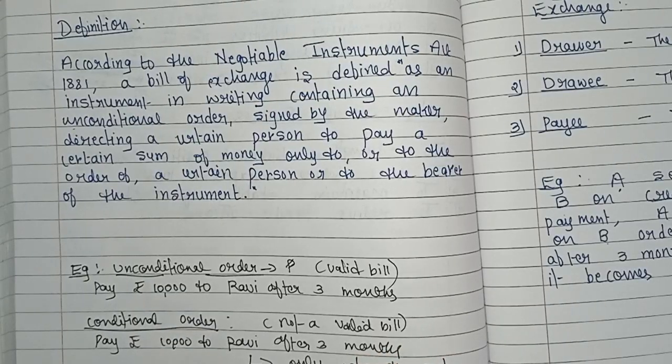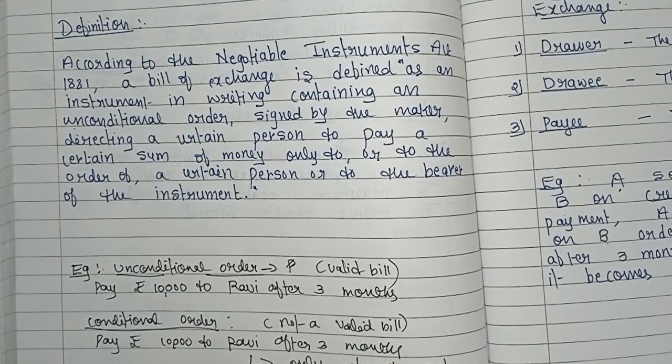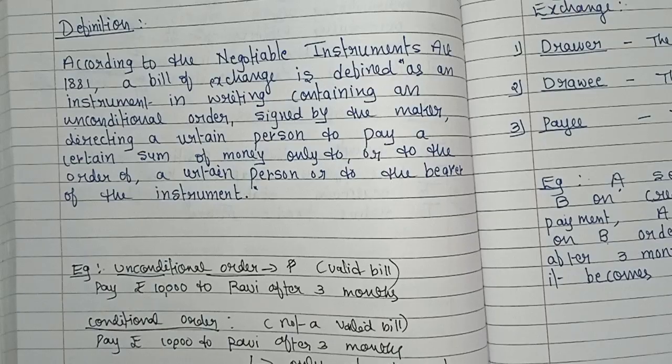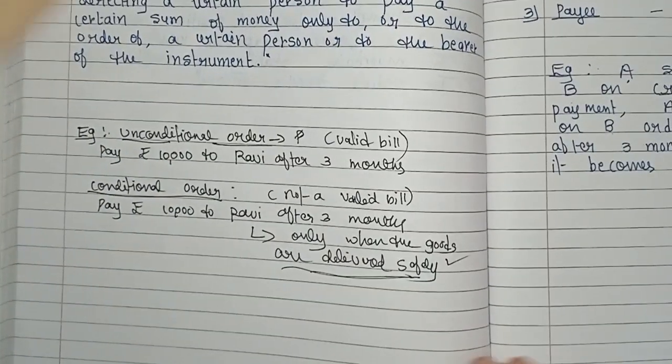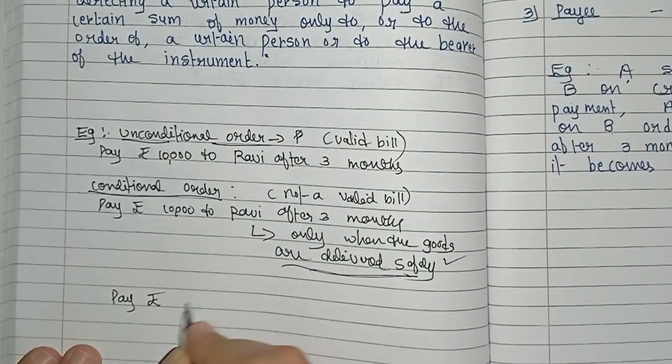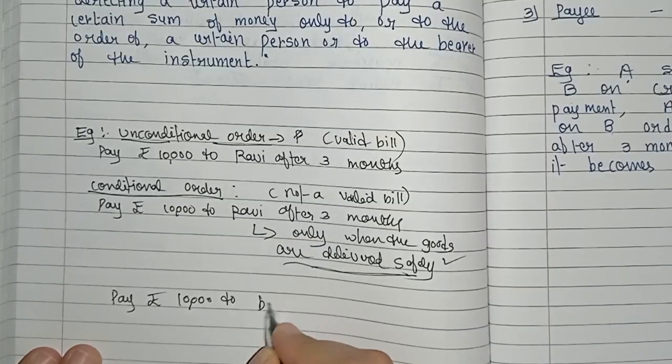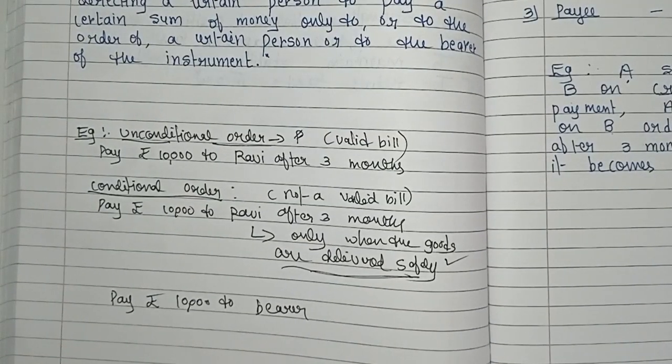It means the person who is in possession of the bill, the person who holds it at the time of payment. Bearer of the instrument means the person who holds the bill of exchange at the time of payment. Let's say in a bill of exchange it is written as pay rupees 10,000 to the bearer.